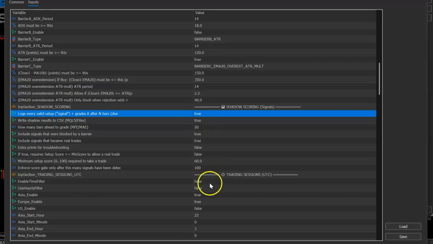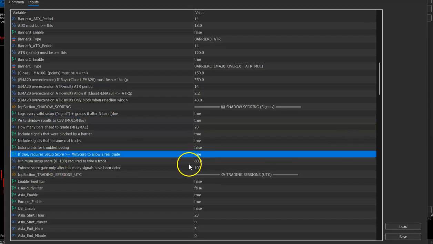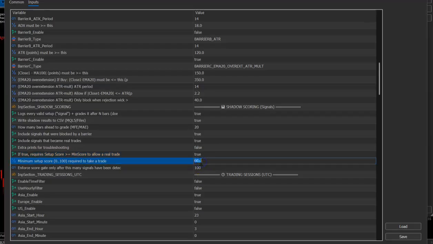So what the shadow scoring system does, whether a trade is taken live or not, it's constantly tracking every single trade that is placed and then gives it a score. So after 100 positions, it'll start scoring trades. And when you set true, it will not take setups if the score doesn't meet at least 60. You can change this if you want stricter conditions, 70, 80. I recommend just keeping it at 50 or 60.